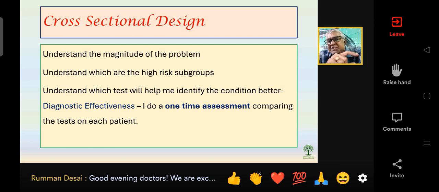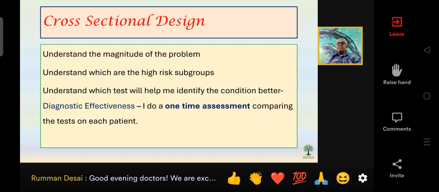Now the cross-sectional design tells in its name itself, it is across a section of people, across a location, across time, and it's a one-time assessment. So you can understand the magnitude of the problem, you can understand which are the high-risk subgroups, and equally important, you can understand which test will help me identify the condition better.